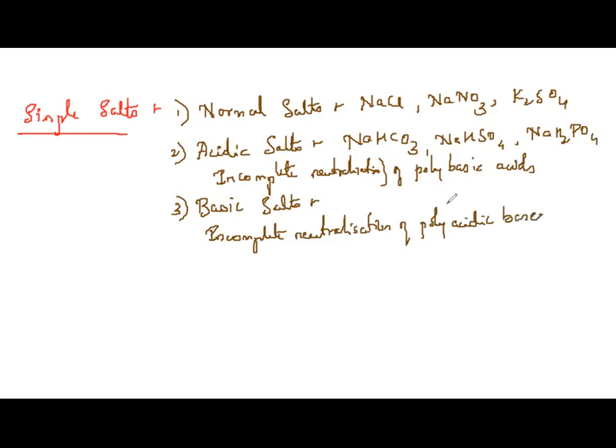Polyacidic bases. Here we take the examples, which contain OH minus ions: ZnOHCl, MgOHCl, and Fe(OH)2Cl. So these are simple salts, the first type. Under simple salts we have normal salts, acidic salts, and basic salts.